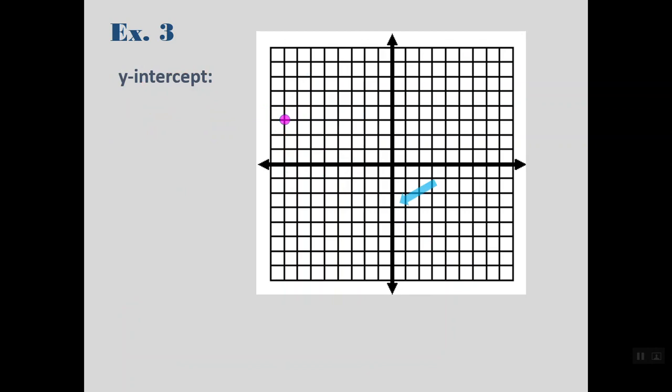The y-intercept of that line is right there. There's my y-intercept. That's the point (0, -3). So we can say the y-intercept is negative 3.